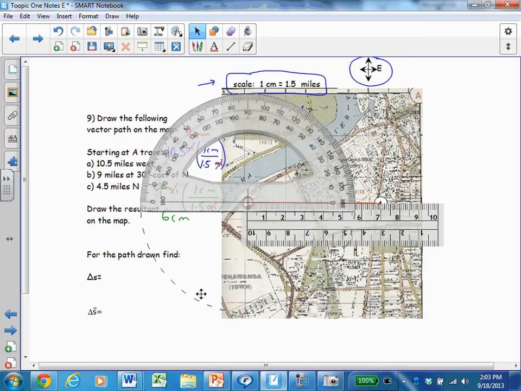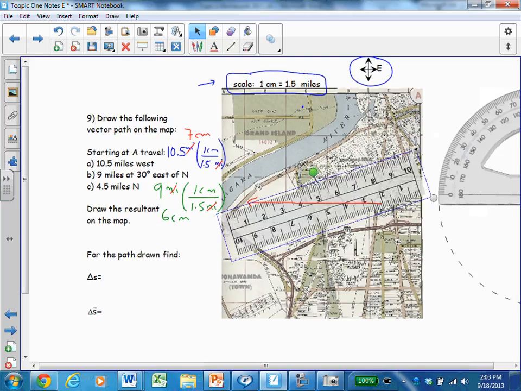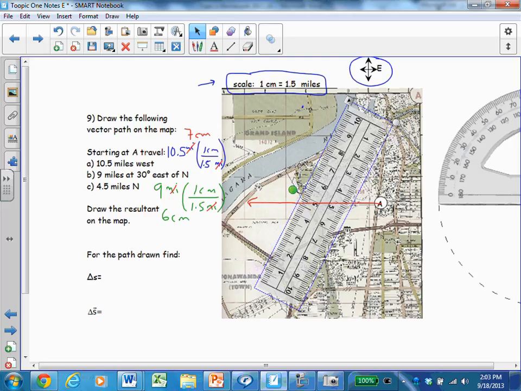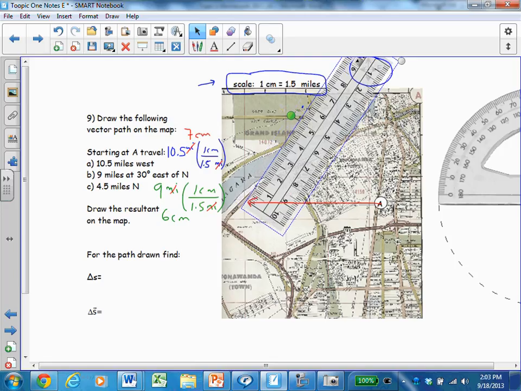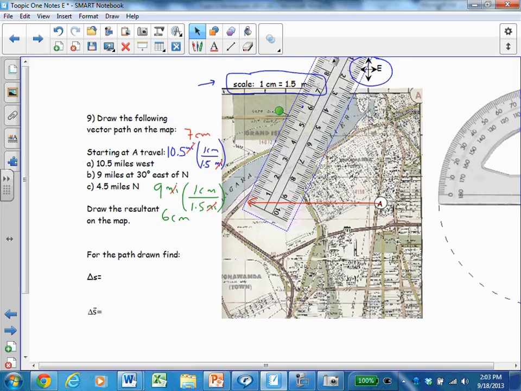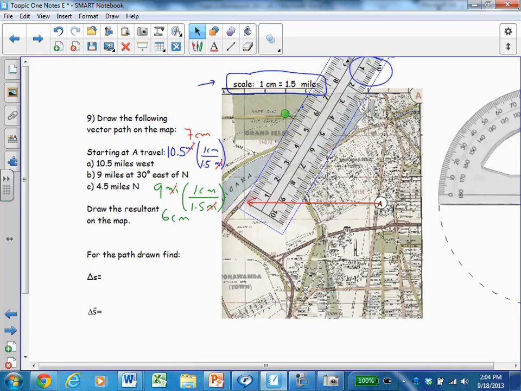Now I have to take my protractor out of the way, turn and line up my ruler, centimeter ruler, and I'm going to go 6 centimeters in that direction. There we go, right? That's 30 degrees east of north, 6 centimeters representing 9 miles.